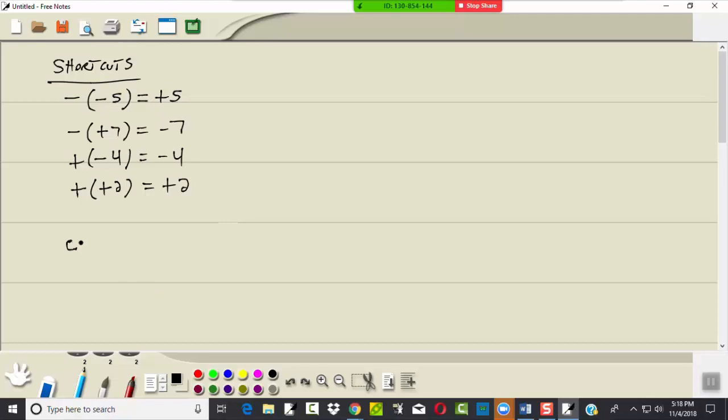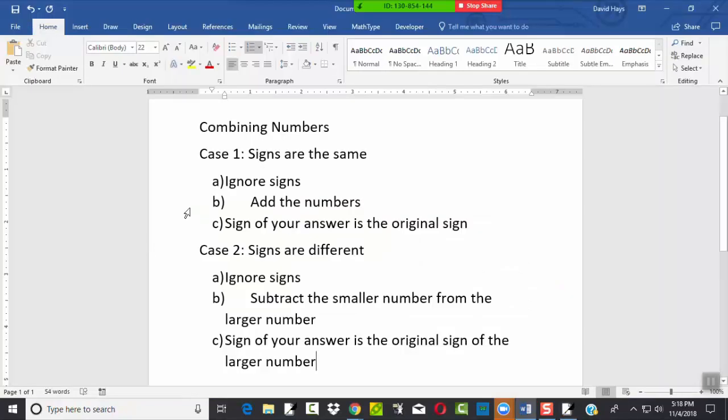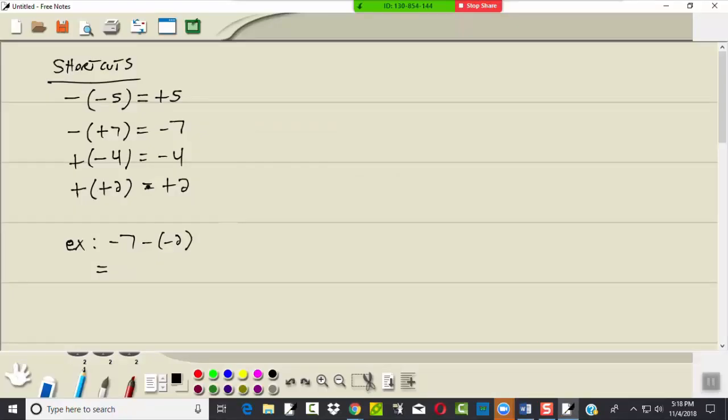Where you'd see this is before you'd use those steps I just gave you. Let's say we had a problem that looks like this: negative 7 minus a negative 2. Before I would go to these two cases, I first apply my shortcuts. Notice here we got a negative, parentheses, negative. From our first shortcut, that becomes positive. So this becomes negative 7 plus 2.